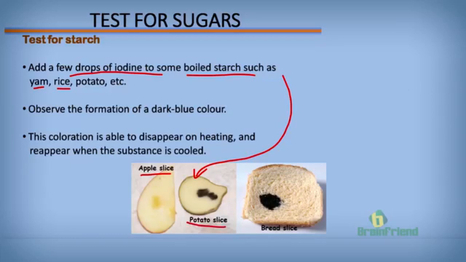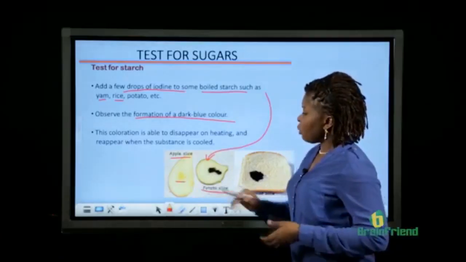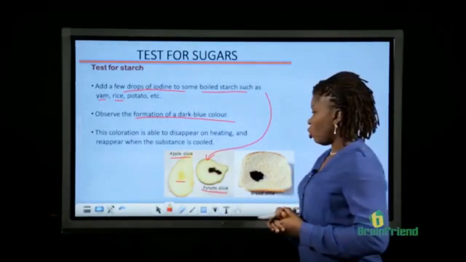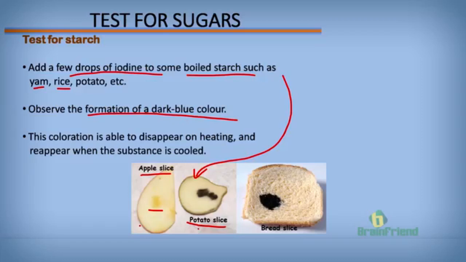Now, for iodine tests, a positive test would mean that there will be a formation of a dark blue color. So, looking at these two substances, iodine on an apple slice and on a potato slice, you can see that the apple slice gave a different color, while the potato slice gave a dark blue color. Also, on the test with a slice of bread, you can see the same coloration, a dark blue color. So these two substances are giving a positive test for starch.